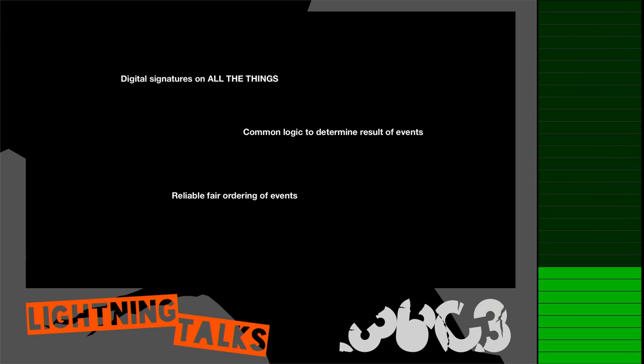You also have a fair and reliable ordering of events, so you can say that, for example, a house moved from A to B before B tried to sell it to C, and that's very important. That last bit, the ordering, is the only bit that actually uses a blockchain, and if your threat model is different, you can just use an append-only cryptographic log. There was a talk on that yesterday.